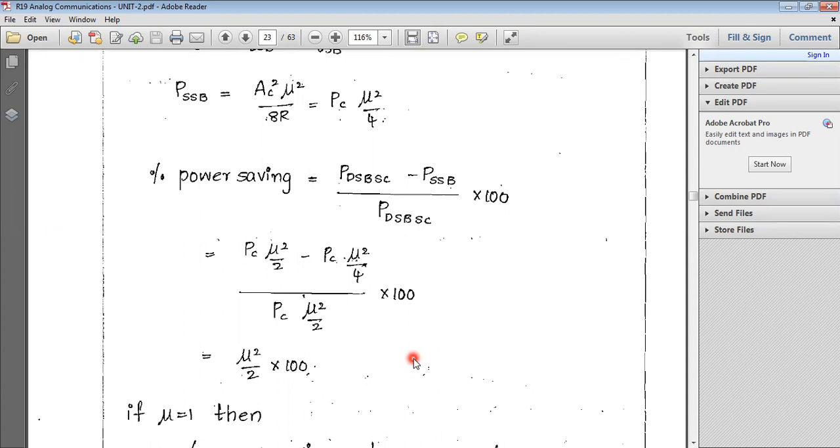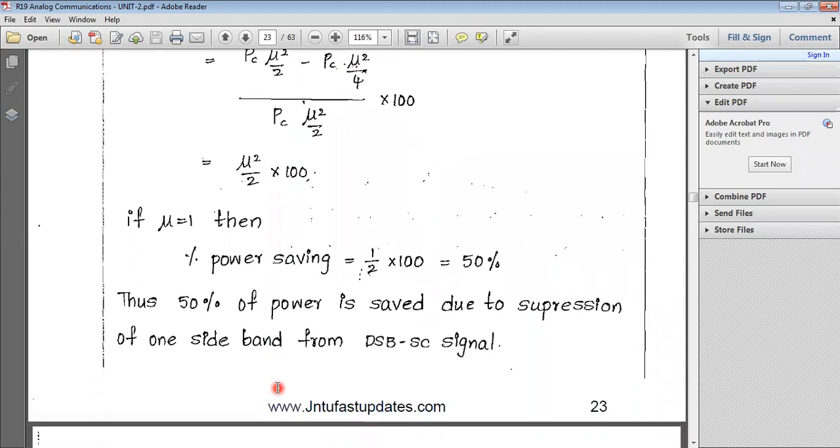What is the power required for SSB? Pc mu square by 4. So after cancellation, we have mu square by 2 into 100. Already you know for 100% modulation, mu equal to 1. So therefore substitute mu equal to 1. Therefore the percentage power saving is equal to 50%.